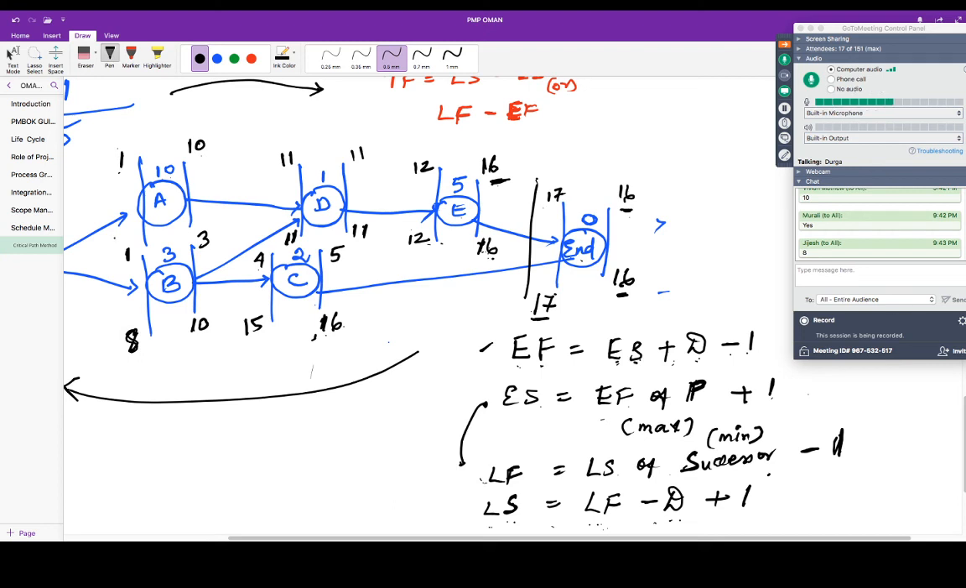The early start is 1, but the late start is 8, which means there is a buffer here. Now, when should you finish A? A has only one successor, so you should finish it on the previous day, which is 11 minus 1, 10. So 10 minus 10, 0, 0 plus 1, 1.